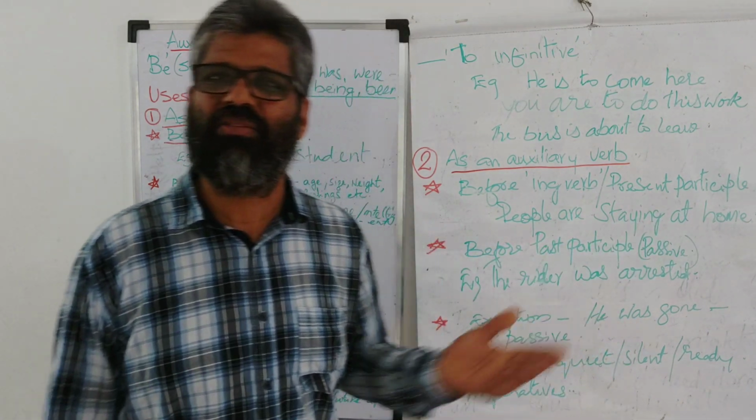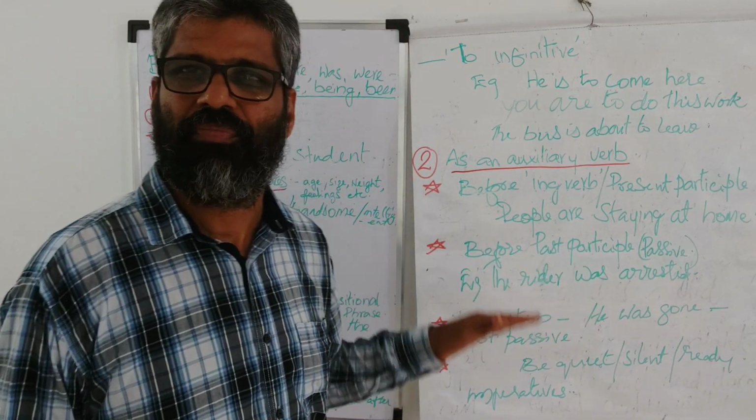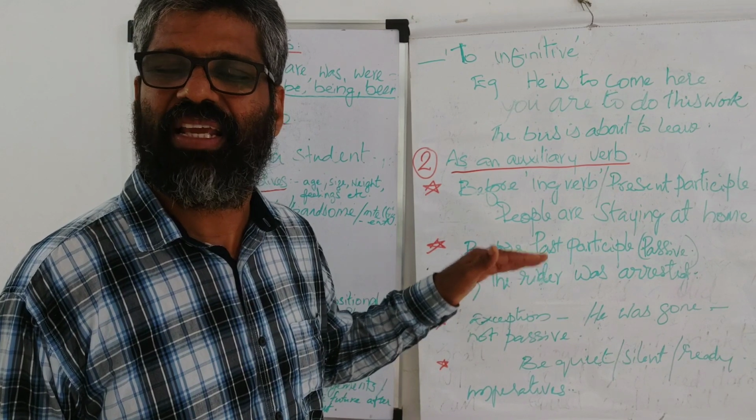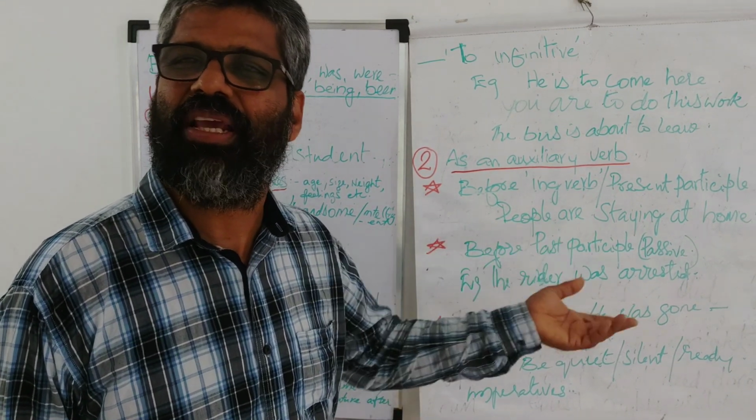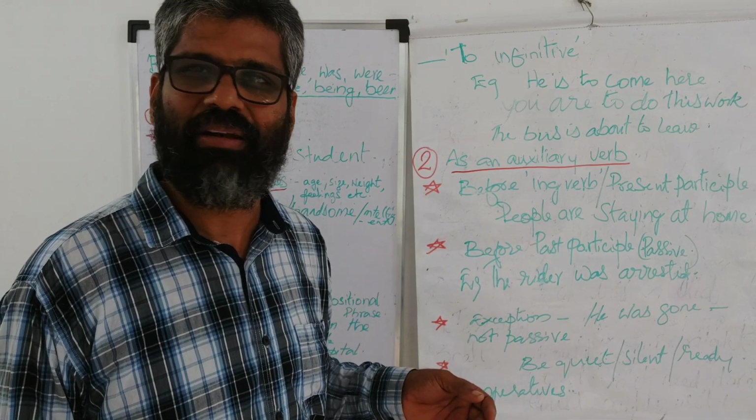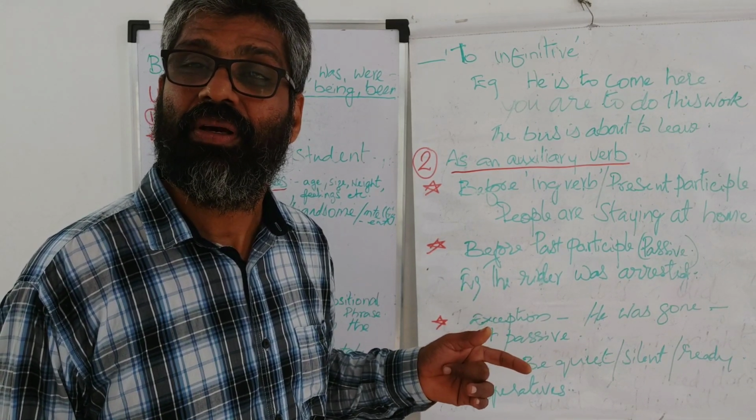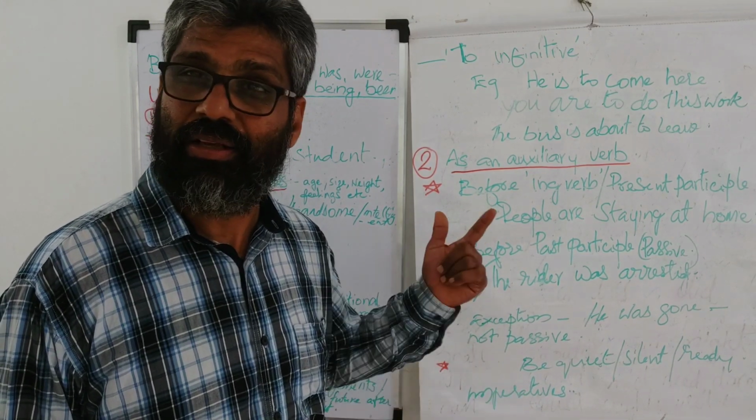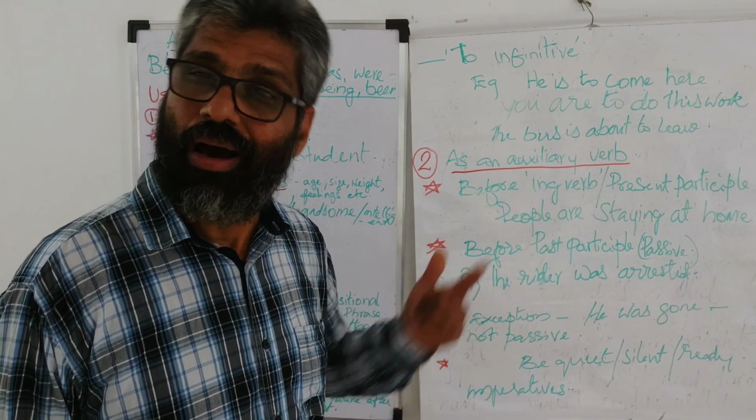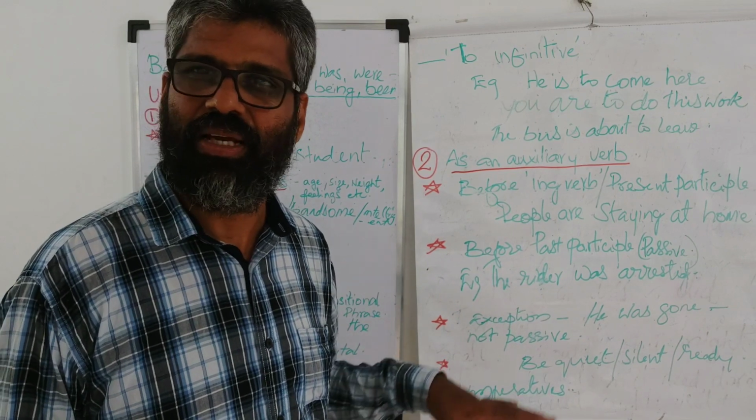We can make the negative of this. This I'll do for you. How? People are staying at home. People are not staying at home. People aren't staying at home. And then, are people staying at home? Are they not staying at home? Aren't they staying at home? Clear.